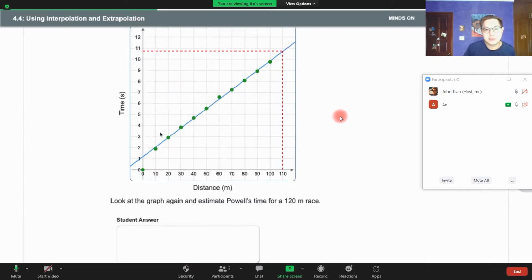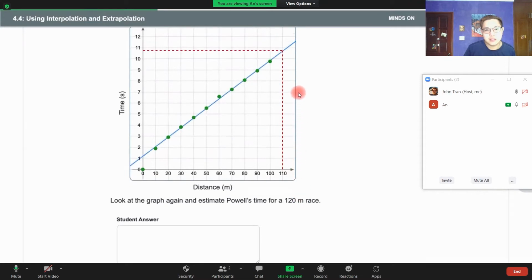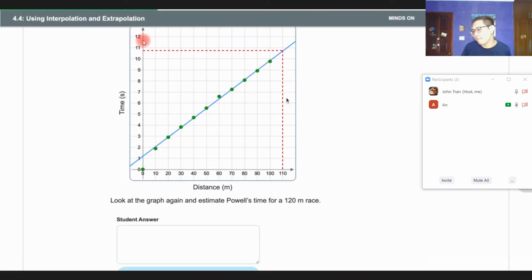Based on that graph, you can see that it touches 120, and you can go horizontally. You will get to a number of about 11.5, approximately something like that. That should be the answer we're looking for.